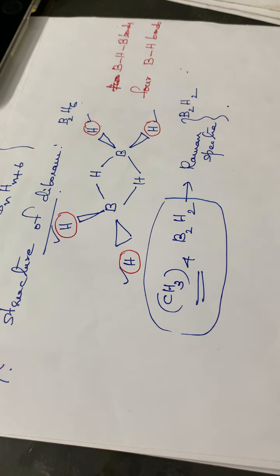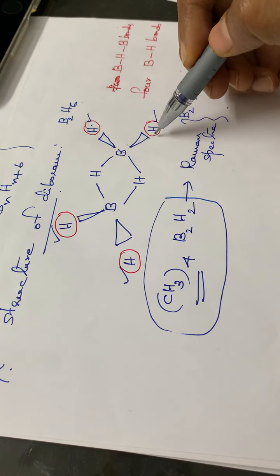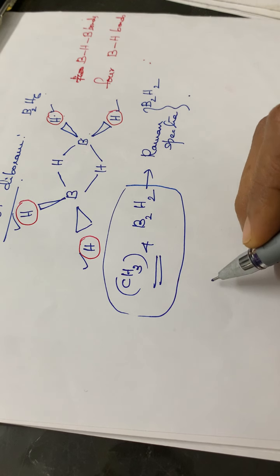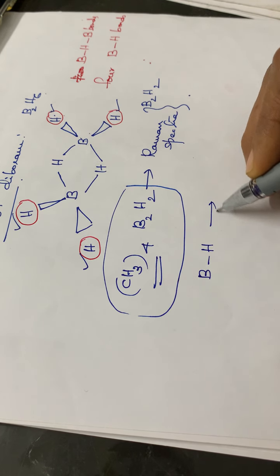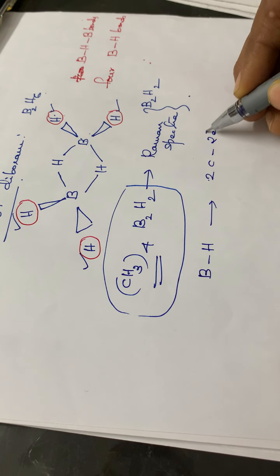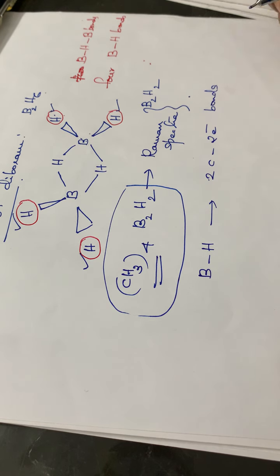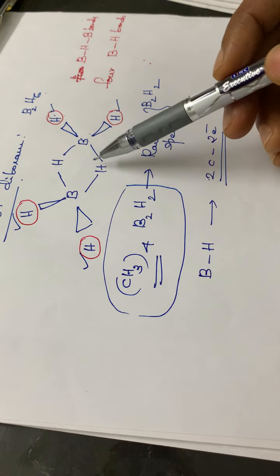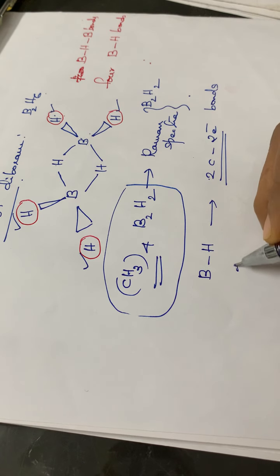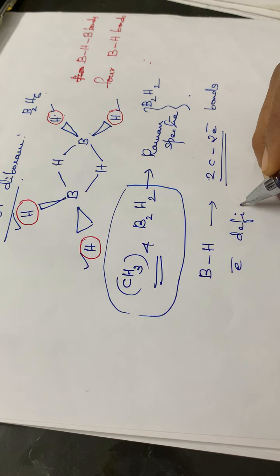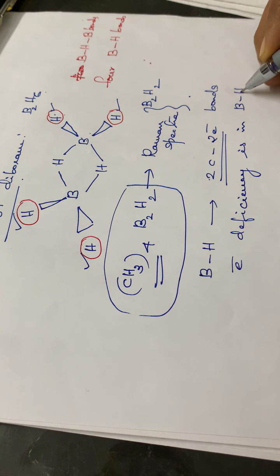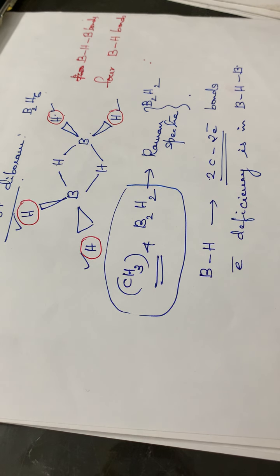And also the terminal BH bonds, that is these BH bonds, they are normal covalent bonds. Okay, and also these 4 terminal BH bonds we can call 2 center 2 electron bonds. And also the electron deficiency is associated with these bridge bonds. Okay, the electron deficiency is in the bridged positions. Electron deficiency is in BHB position, that is in the bridged positions.